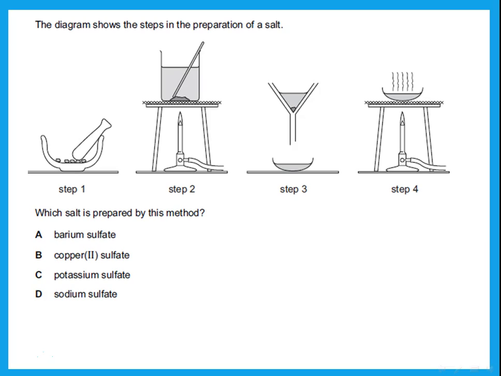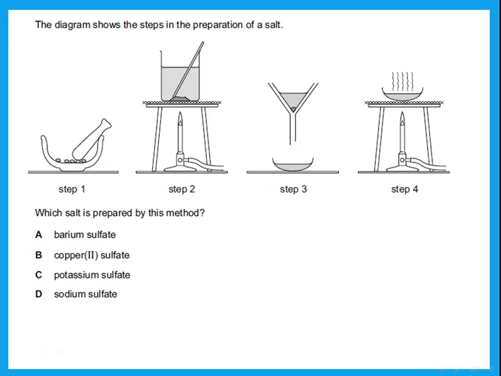Okay, so let's try this question. The diagram shows the steps in preparation of a salt. Which salt is prepared by this method? Okay, well, let's take a look at which method he is doing. He's crushing something and then he's adding it to something in a beaker and then he's filtering and taking the filtrate. So which method is this? It's definitely not titration. Titration would use a burette and a flask and things like that.